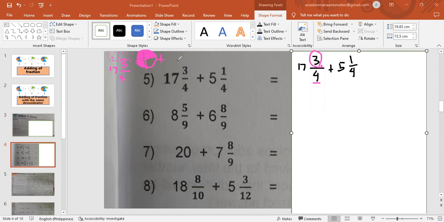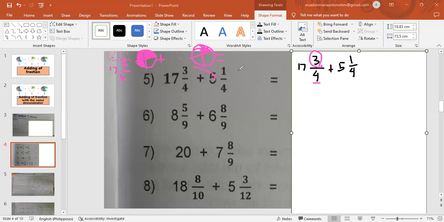Plus, 5 and 1/4. So we have 5 circle pizza again. 1, 2, 3, 4, and 5. But the other pizza has another 4 parts. But only one has a cheese. Okay, only one has a cheese. So what will we do then?